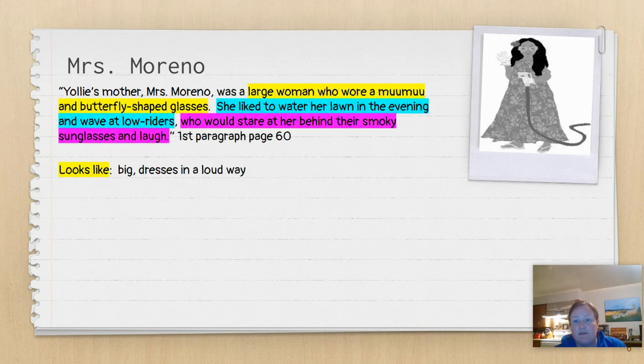So a muumuu is like the dress that is shown in the picture, except we really can't see the color. Usually a muumuu is really colorful. And obviously she wears butterfly-shaped glasses, so she wears accessories that kind of make her stand out. That's why I said dresses in a loud way. She dresses in a way in which she stands out. Others say. So in purple, we see that people were laughing at her.